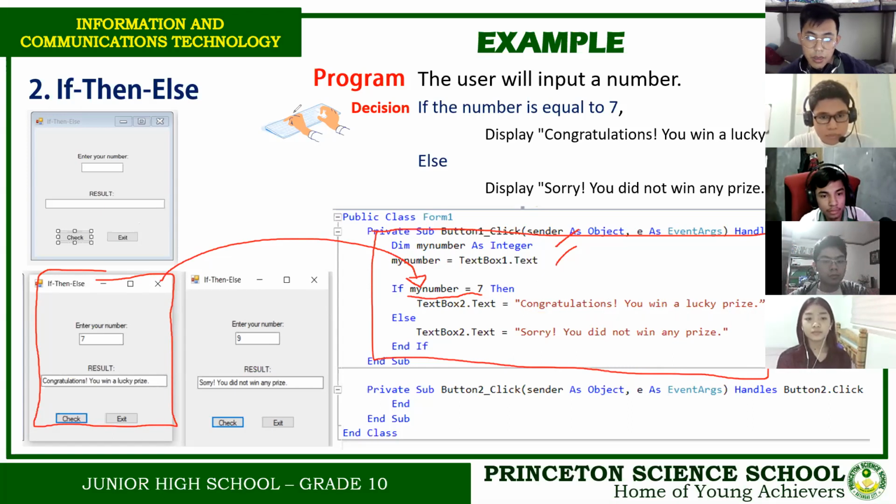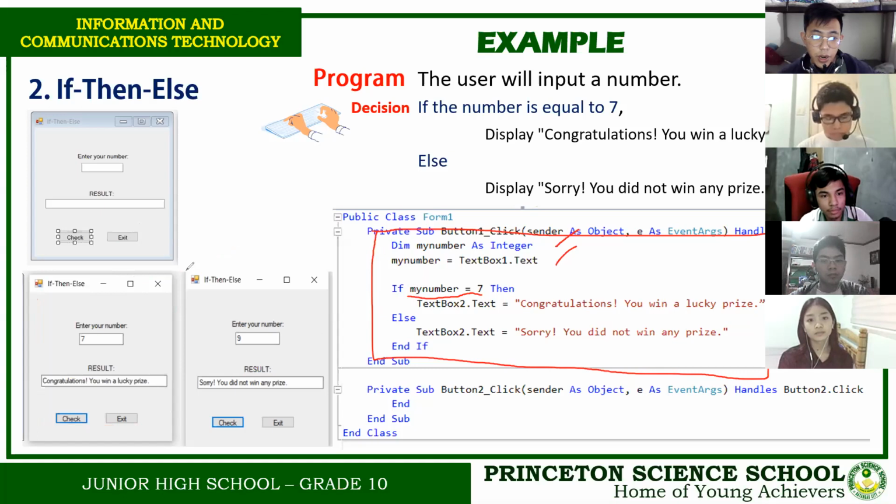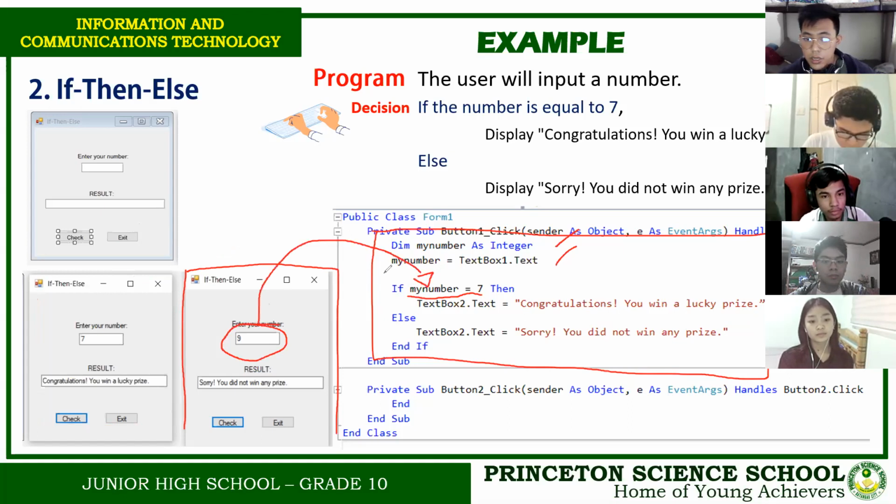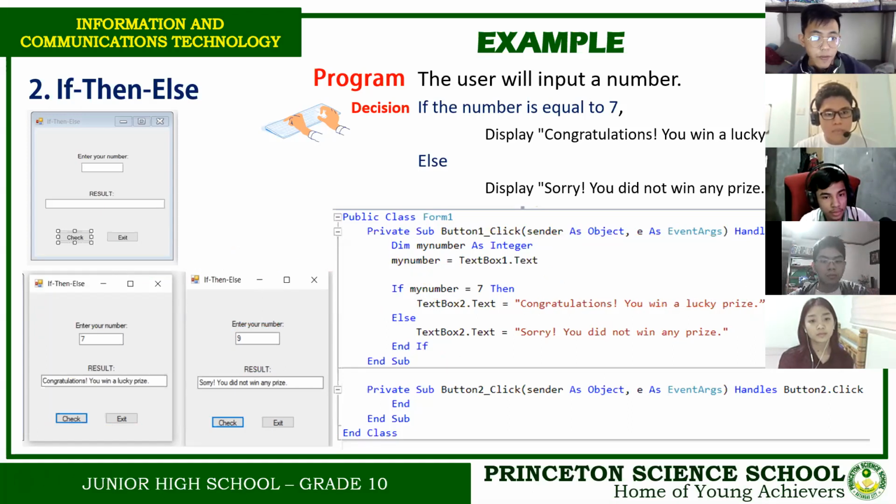But looking at our second example, the input number was 9. Looking back at our condition, my number is equal to 7, so that is already false. We will skip this VB expression because it is false, and go to the second one, which is "Sorry, you did not win any prize." Okay, so that is what's going on in the if-then-else statement code in this one.